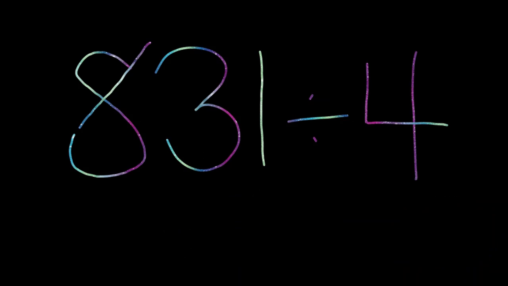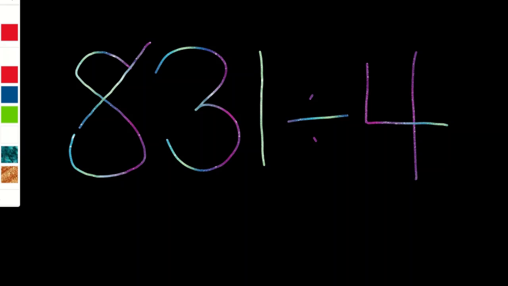When we divide, it's important to remember that we are making equal groups. We are either looking for how many are in each group or how many groups we can make. For our first example, we are going to take this problem right here, 831 divided by 4.